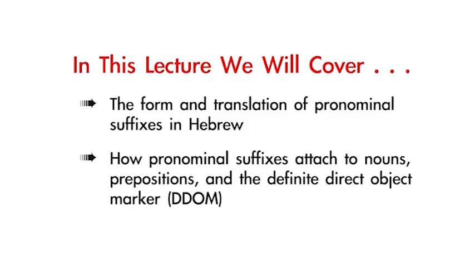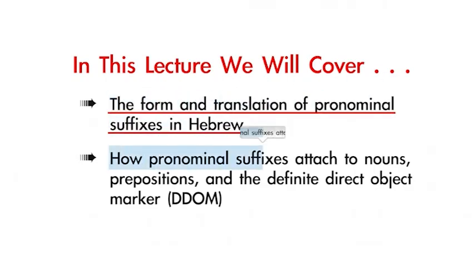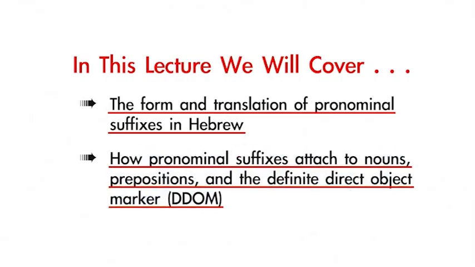Now, in the last chapter, we covered independent personal pronouns, and those pronouns were subjective. That is, they appear as the subject of a verb or the subject of a verbless clause. In this chapter, we're going to cover pronominal suffixes, and these pronominal suffixes are going to be the objective or possessive pronouns. In this lecture, then, we will cover the form and translation of pronominal suffixes in Hebrew. Then we will also look at how pronominal suffixes attach to nouns, prepositions, and the definite direct object marker.